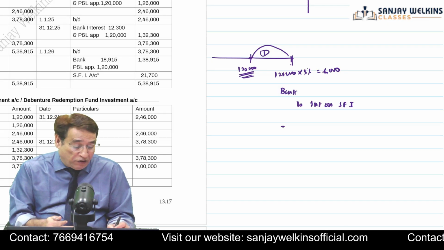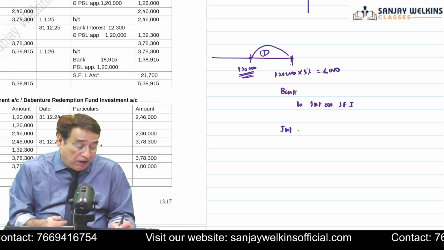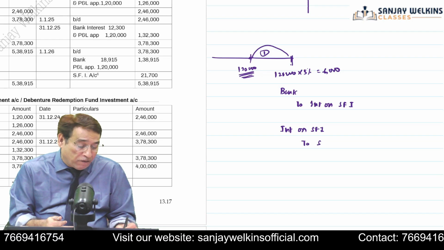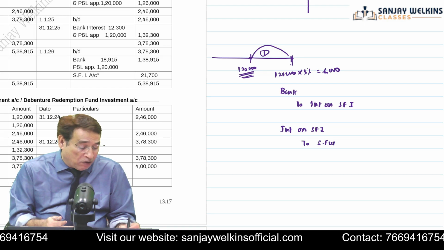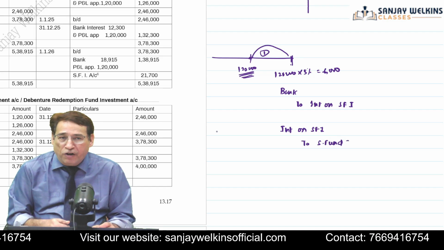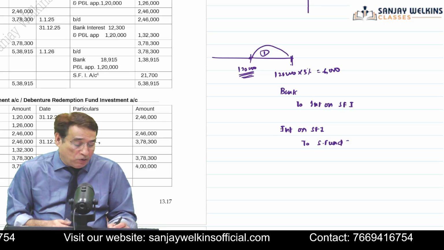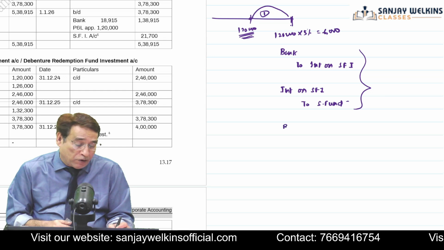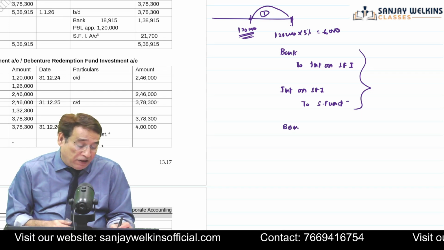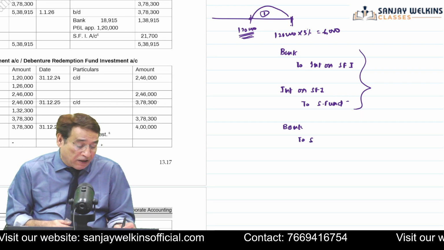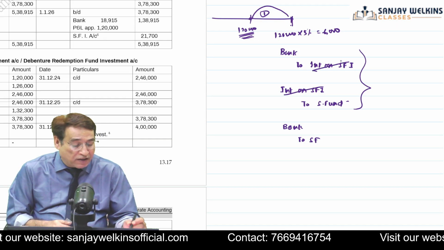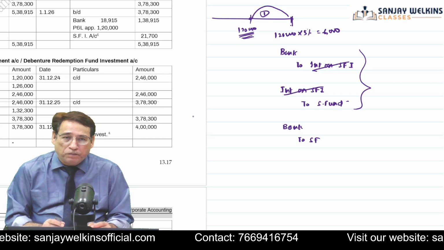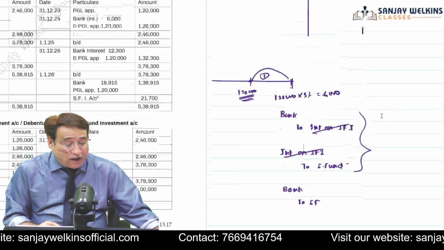And ultimately this interest on sinking fund investment account is transferred to sinking fund. Ultimately, this interest is also going to be transferred to sinking fund. So instead of writing these two entries, you can directly write a single entry, that is bank account debit to sinking fund. For receiving interest, you can directly write bank account debit to sinking fund. As you can see, this entry will cancel. So you will be left with bank account debit to sinking fund. That means, try to understand this point.